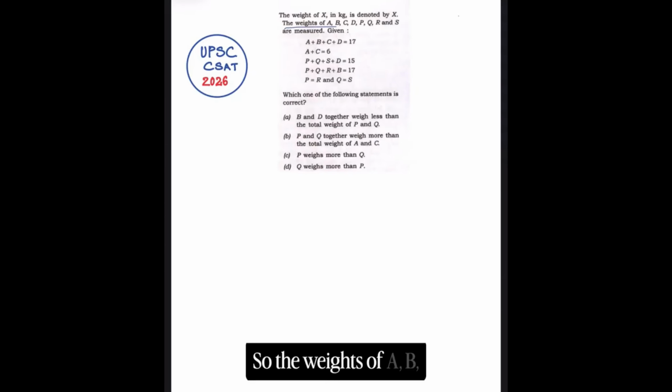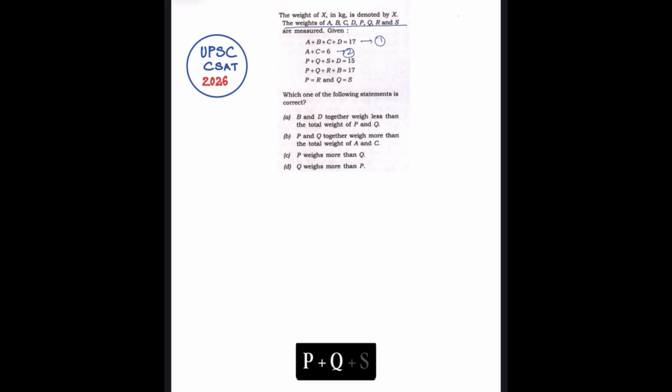So the weights of A, B, C, D, P, Q, R and S are given in the form of equations and we have to answer which of these 4 statements is correct. So A plus B plus C plus D equals 17. This is equation 1. A plus C equals 6. This is equation 2. P plus Q plus S plus D is equal to 15. So this is equation 3. P plus Q plus R plus B is equal to 17. This is equation 4. P equals R. This is equation 5. Q equals S. This is equation 6. Now the question asks which of these 4 statements is correct.